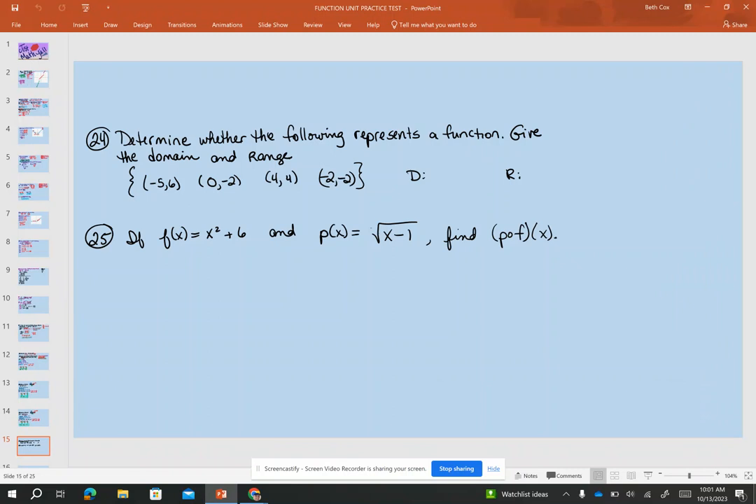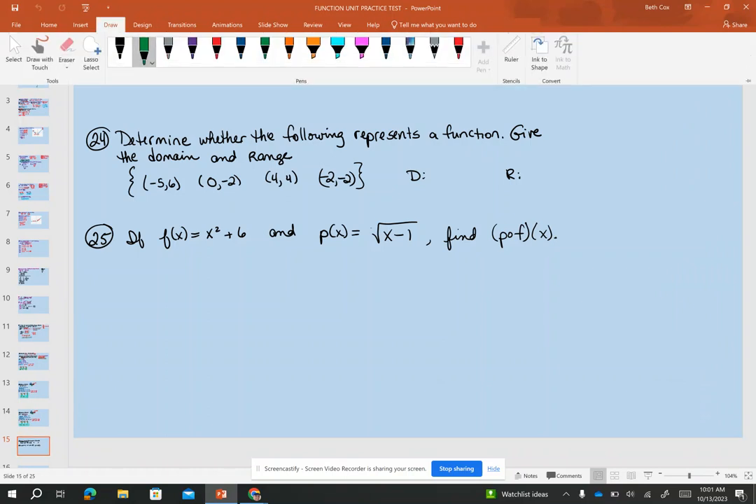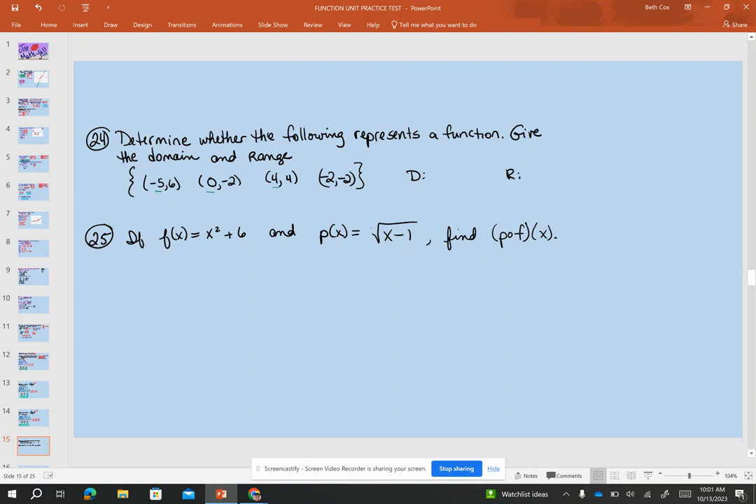For determining if something is a function or not, we are looking for a repeated x. So when we look across, we don't see any repeated x, so yes, it is a function. Now the domain is all your x members. So your domain is -5, 0, 4, and -2. And your range is all the y's. So 6, -2, 4, -2. And there we go. That's the domain and range.